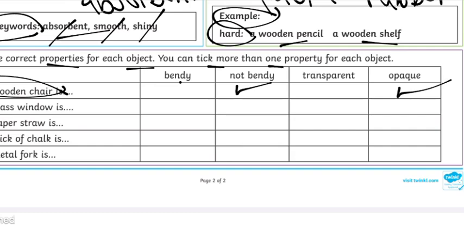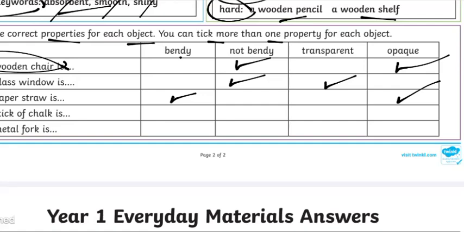The glass window, bendy or not bendy? Not bendy. Transparent or opaque? Transparent. Okay, a paper straw, bendy or not bendy? Bendy. Transparent or opaque? Opaque.